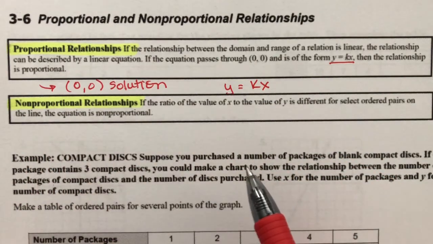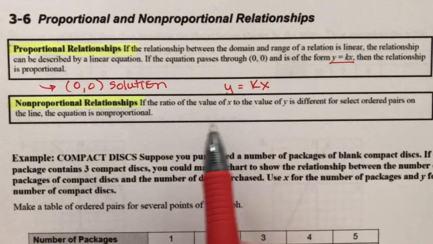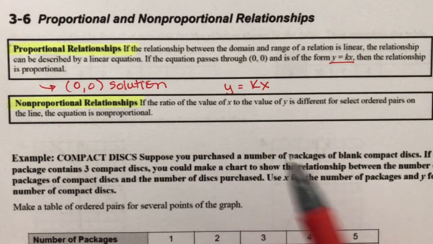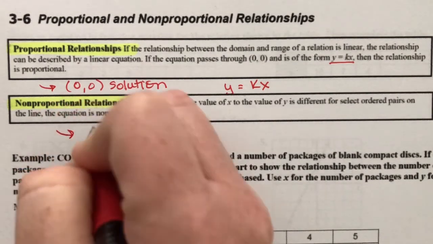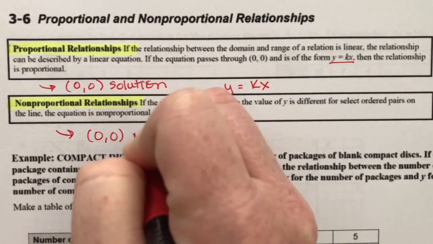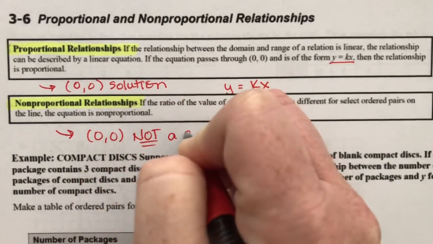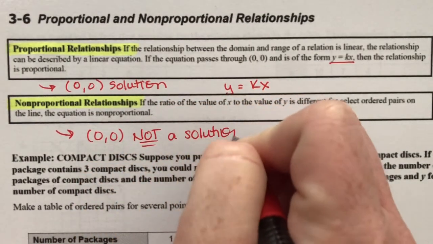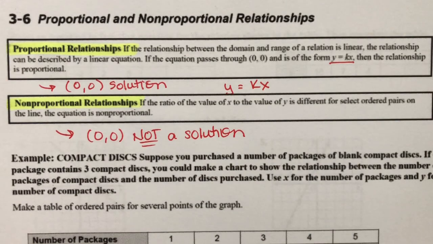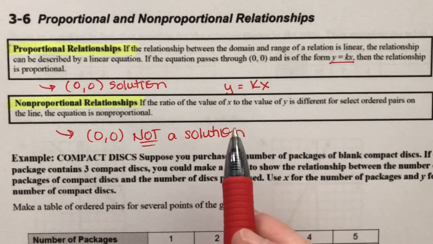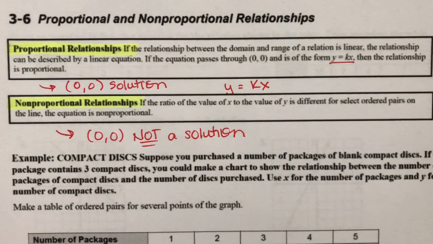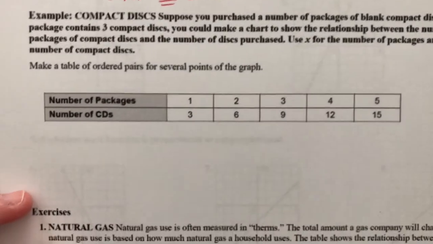A non-proportional relationship is any other linear equation. It will not have 0, 0 as a solution, but it will still be a linear equation. So 0, 0, not a solution. All right, and it's easy to check these because all you have to do is plug a 0 in for x, solve, and you should get a 0 for y if it's proportional. If you do not get that, then it's not proportional. Easy enough to check.